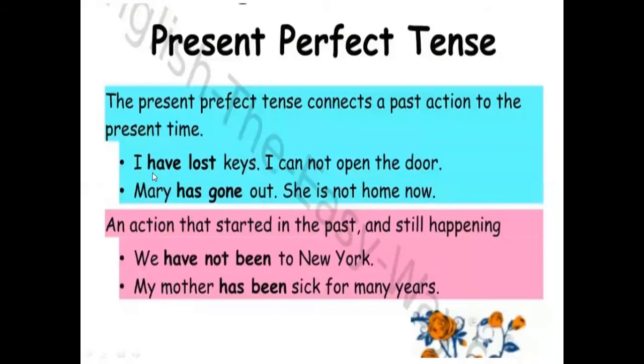For example, I have lost keys. I cannot open the door. Second example is Mary has gone out. She is not home now. Now, an action that started in the past and is still happening. For example, we have not been to New York and my mother has been sick for many years. So hopefully you got it.